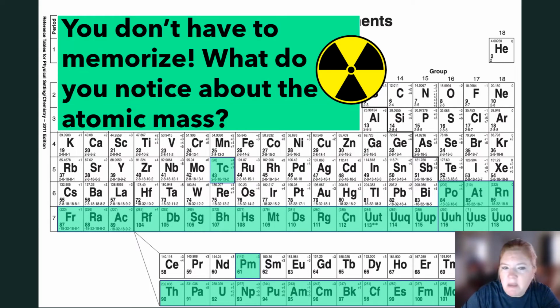Again, you don't have to memorize this. You don't have to memorize which elements are all radioactive, have all unstable isotopes. What do you notice about the atomic mass? It's in parentheses. Okay? So when the atomic mass is in parentheses, that means every single isotope of that element is unstable. It's radioactive.